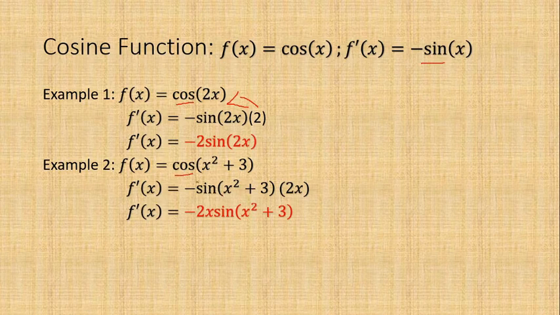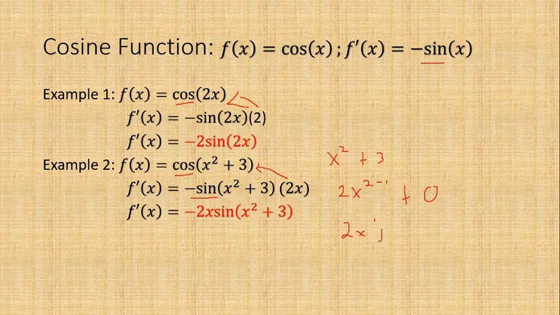So, change cosine to negative sine, then copy x squared plus 3, then derive x squared plus 3. Derive ninyo siya, x squared plus 3. So, using the power rule, 2x raised to 2 minus 1 plus constant rule, 0. Then, 2x raised to 1 plus 0. Then, ang sagot dyan ay 2x.